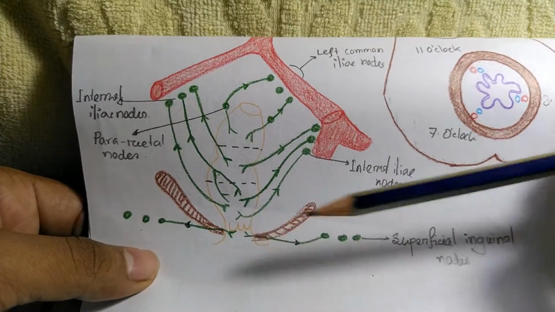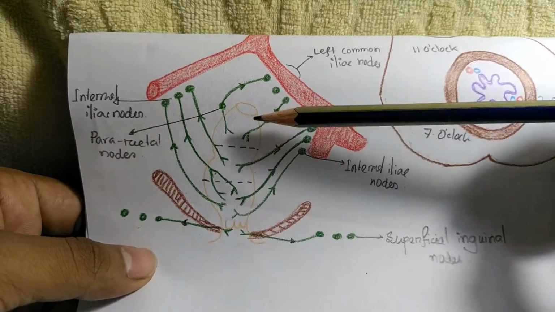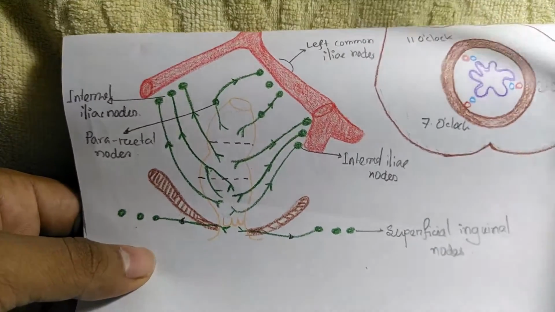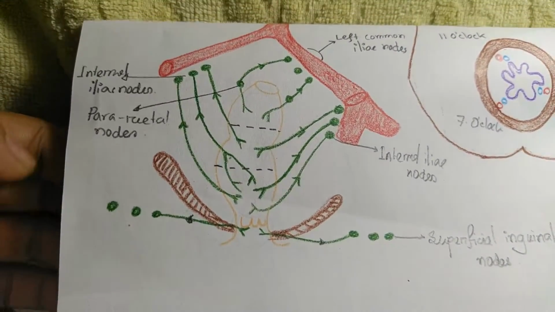So the anal canal must be drained to the superficial inguinal nodes, but most of the portion of the rectum will drain ultimately into the iliac nodes. This is sometimes asked in the MCQ in the postgraduation exam.